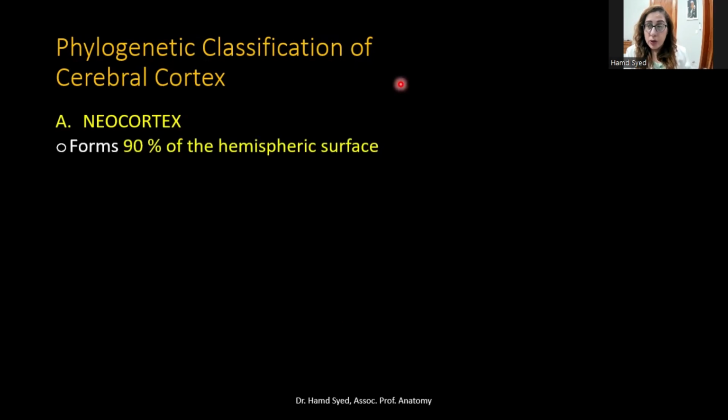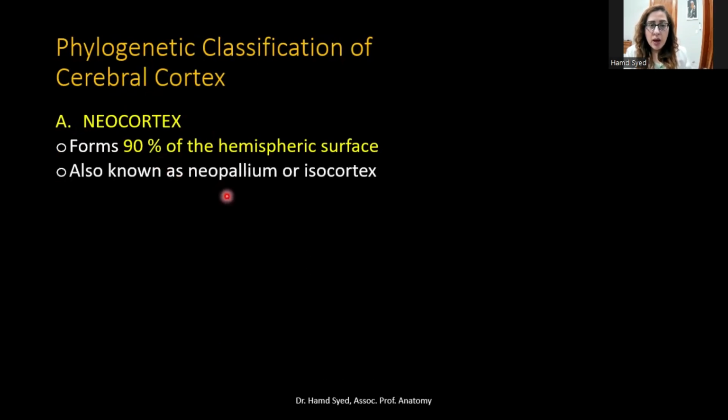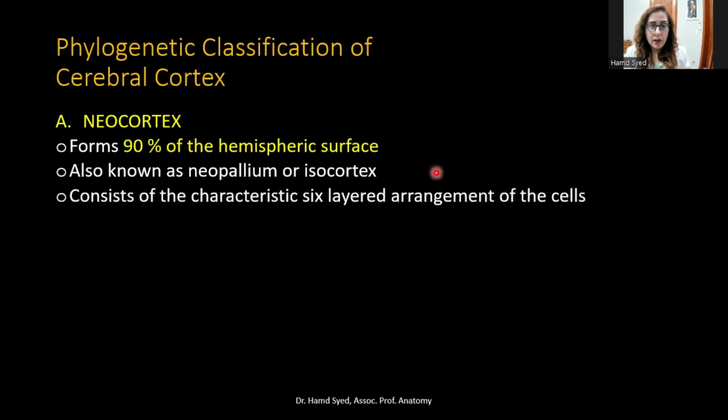First, let's talk about the neocortex. Neo, as the name shows, is the most recent in evolutionary development, and it forms 90% of the surface of the cerebral hemispheres. So it is also known as neopallium or the isocortex. It has the characteristic 6-layered arrangement of cells.